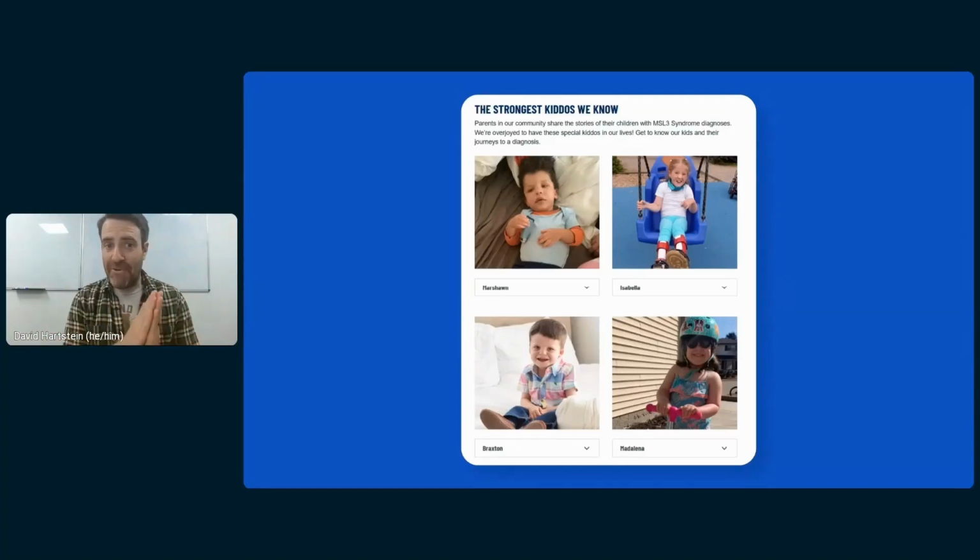So here's another example from one of our clients, MSL3 Syndrome Foundation. They're just doing a ton of stats. This is an ultra rare disease, MSL3 syndrome, and so there just aren't many statistics and facts about it. There's just not a whole lot of folks who have been diagnosed with such an ultra rare disease. But they know that navigating a rare disease can be a really lonely process for the whole family.